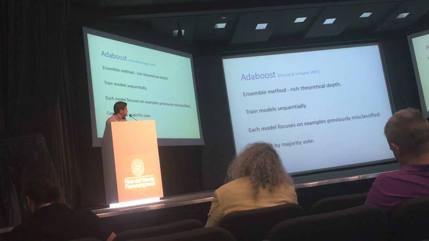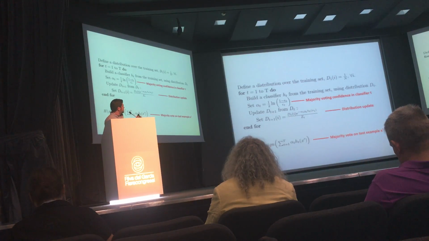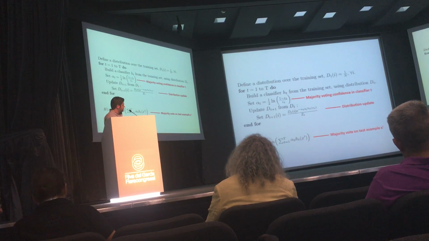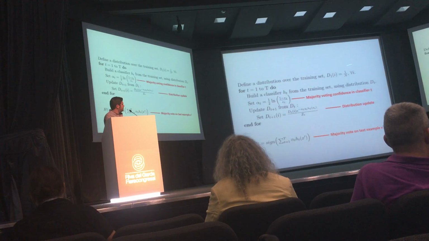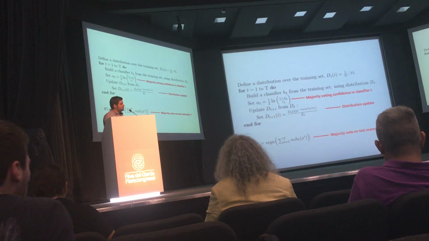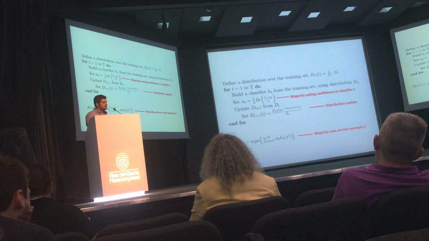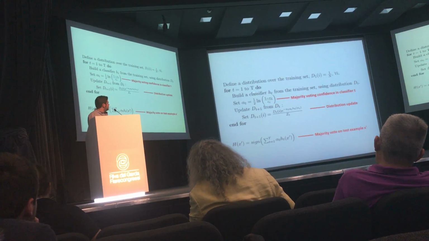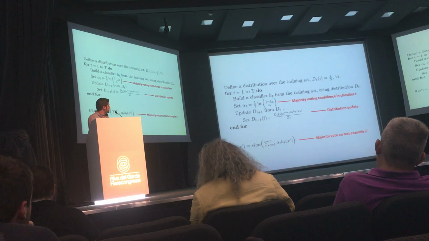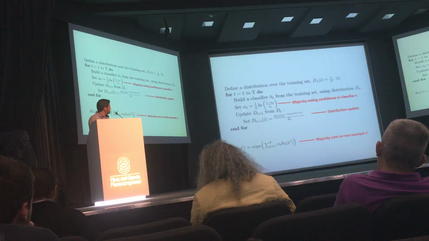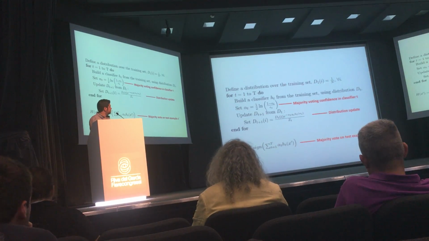So, let's see some of the inner workings of the algorithm. We start with defining a distribution over the examples of the training set. So effectively, initially, each example is given the same weight, the same importance. And what we do is that in each round of boosting, we train a classifier, we calculate a confidence score for that classifier based on the weighted error of this classifier according to the distribution.